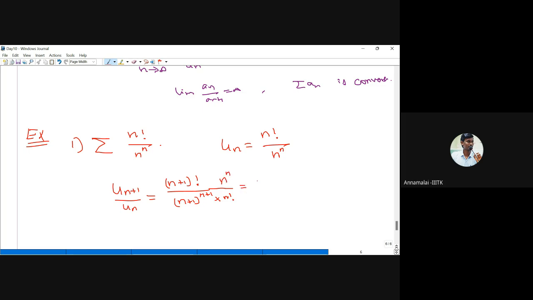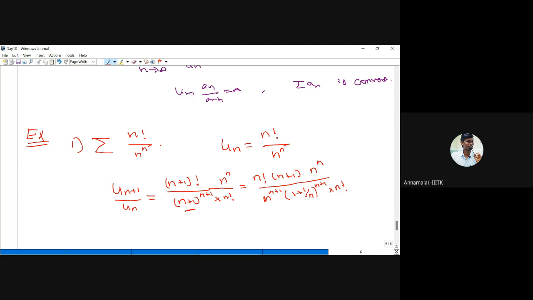We already know that (n plus 1) factorial can be written as n factorial times (n plus 1), because (n plus 1) factorial is nothing but the product of the first n plus 1 natural numbers. If you take the first n natural numbers, that is n factorial. The remaining is n plus 1, and in the denominator we can take n outside. Therefore, we get n power n plus 1 times (1 plus 1 by n) power n, into n factorial.